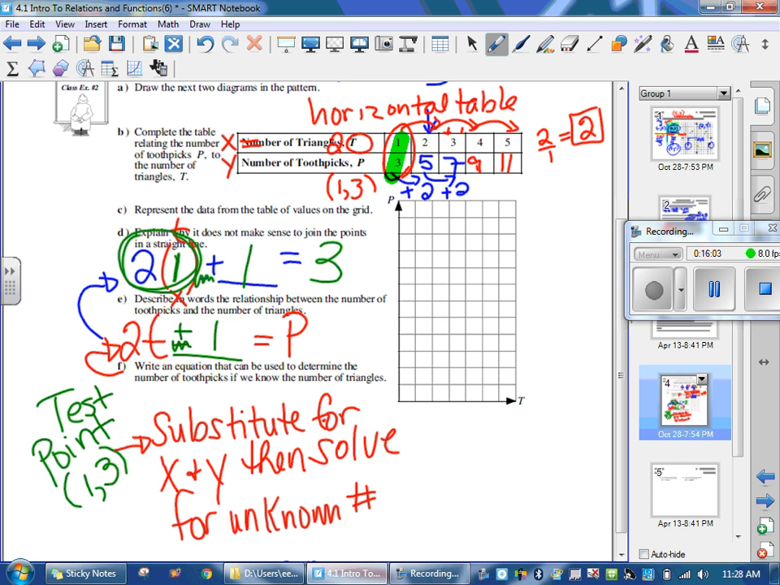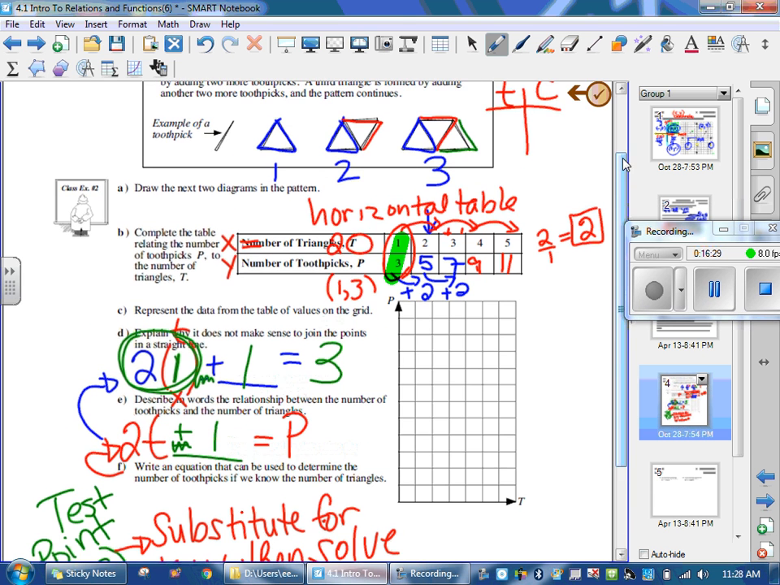So letter D says, explain why it would not make sense to join the points if we were to draw this grid. We're going to draw it right away, but why wouldn't we? It's telling us it doesn't make sense to join the points, but why wouldn't I? Are they saying you can use any type of toothpick, cut it in half, chop it in 3/4? No. So you can only use full, complete toothpicks. You can't cut them in half.